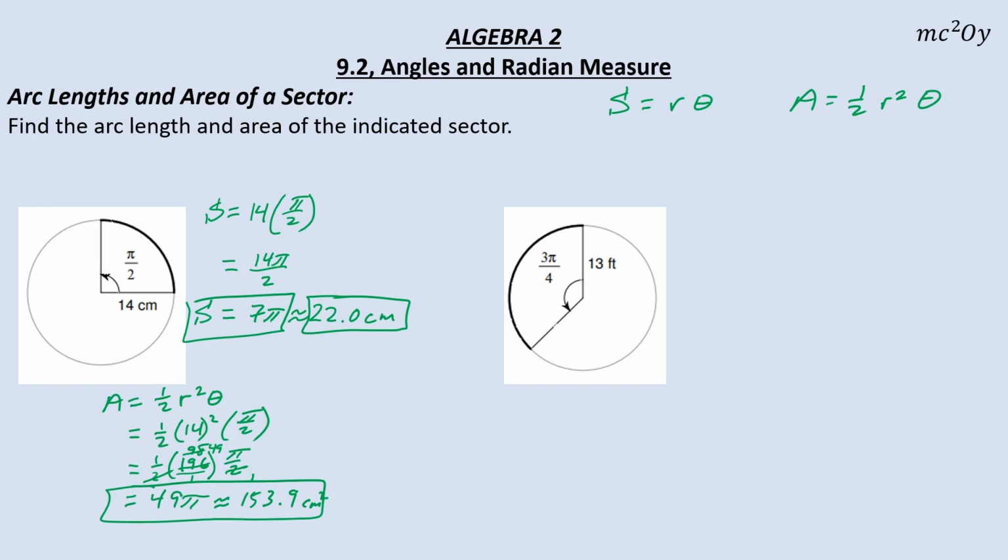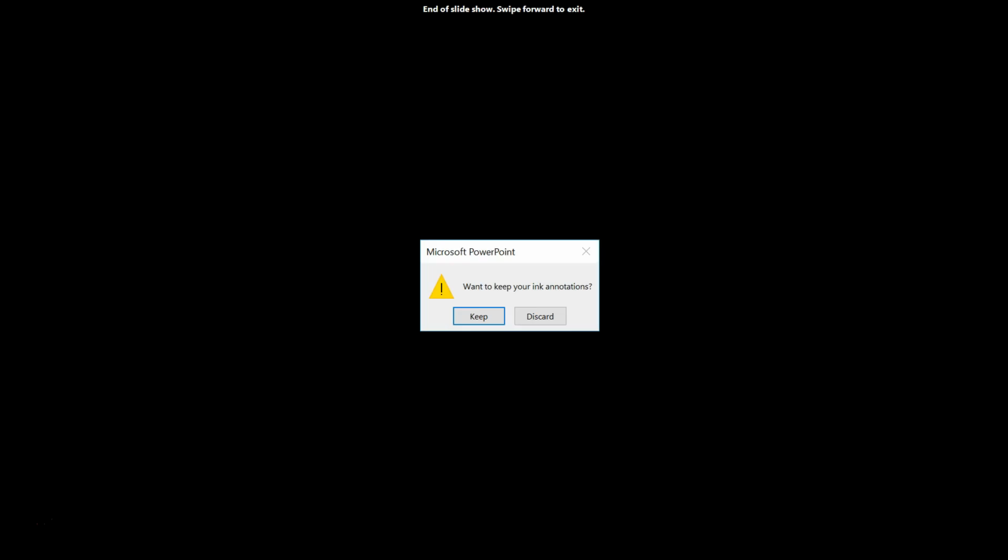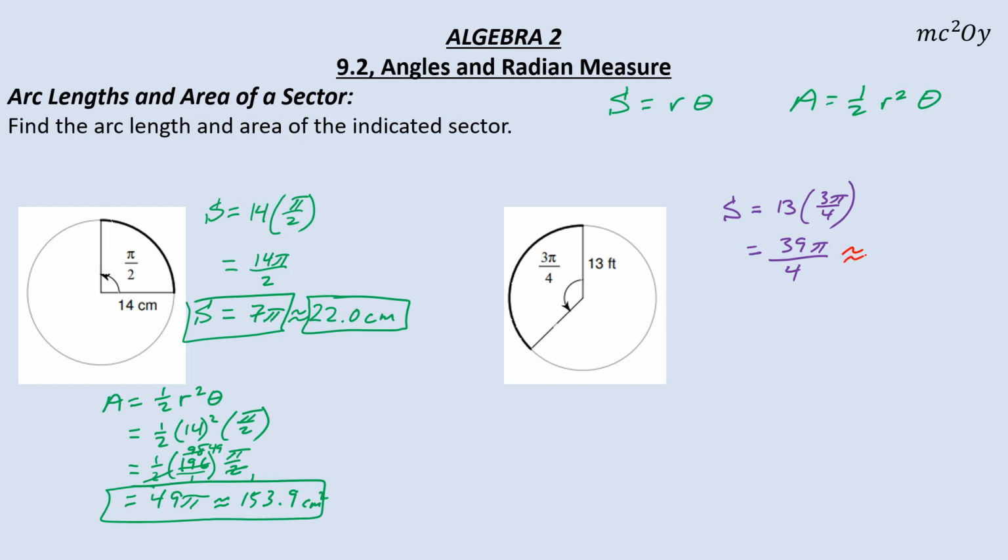Okay, well, let's try the next one here. I hope you pause it and give it a go on your own, but I'm going to go ahead and just work through it. S is equal to r, which is 13, times theta, which is 3 pi over 4. Multiply that. 3 times 13 is 39 times pi over 4. 39 pi over 4 is approximately 30.6. All right, so 2 different ways to write it there.